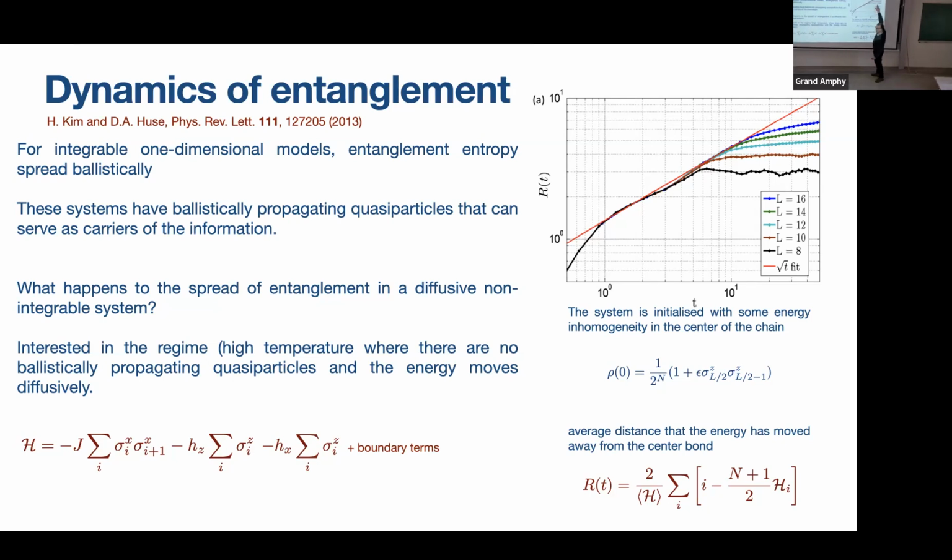Do you mean here, why it saturates? I think yes, but I think they concentrate more on this region here. Their interest was to show that there was the square root of t. No, this is a measure of how the energy spreads. Sorry, I just write here the right formula. So R of t is 1 over the average energy times the sum over i of i minus (n plus 1) over 2 times the average local Hamiltonian.